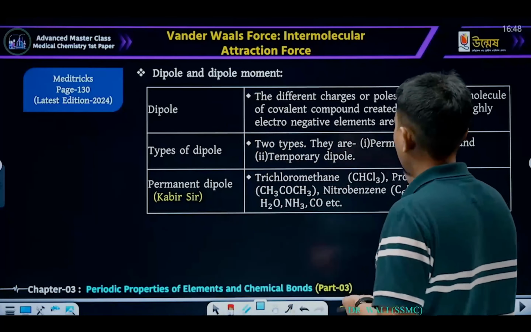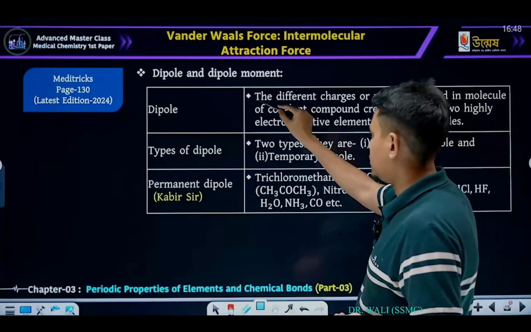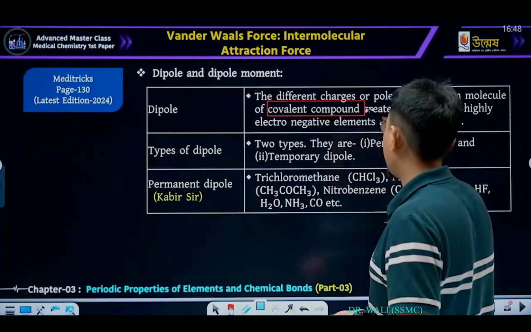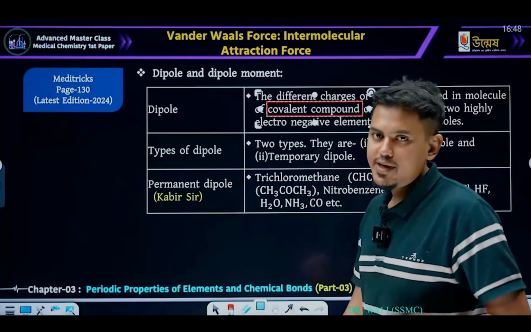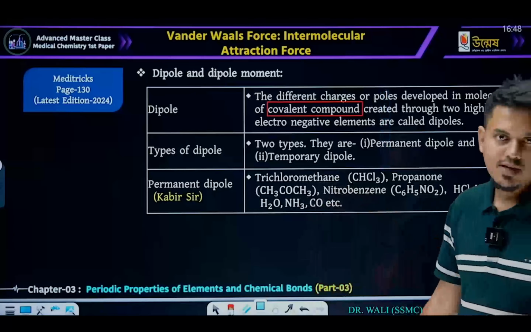Now, regarding dipole, we should know only the different charges or poles in a molecule of a covalent compound. So what is the property of a covalent? Basically, dipole is a property of a polar compound, ionic compound, or covalent compound? We should go for polar covalent as the answer.